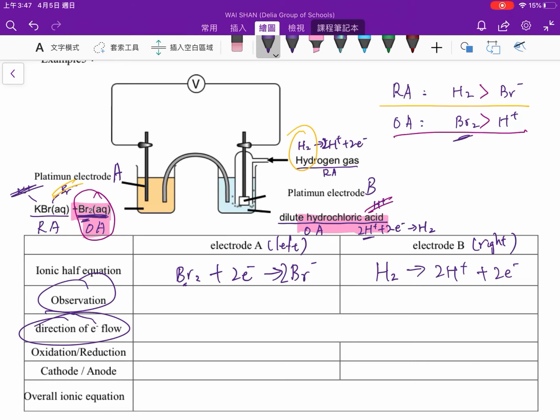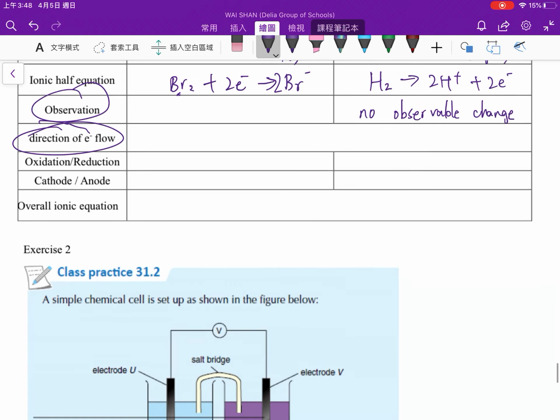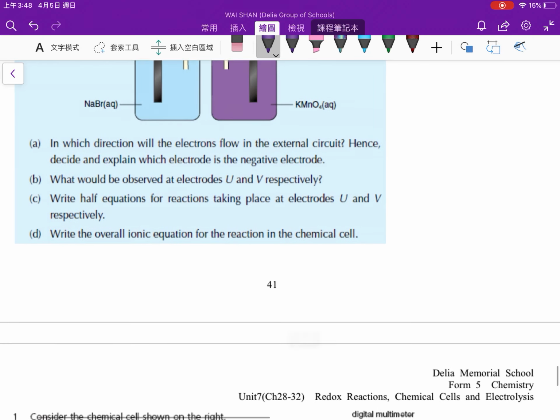So actually there's not much observable change, because hydrogen ion is also colorless, so we cannot see anything happening, but actually the hydrogen gas is turning to hydrogen ion. It's not obvious, but you can say the gas dissolves, but it's not that obvious because we cannot compare the amount of gas being bubbled into the solution. Okay, so that's all for example 5, and for the rest of them you can do it.